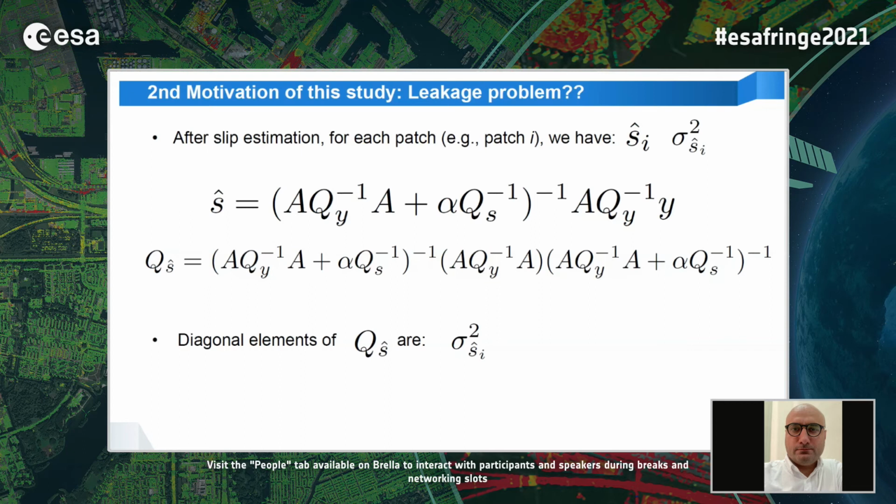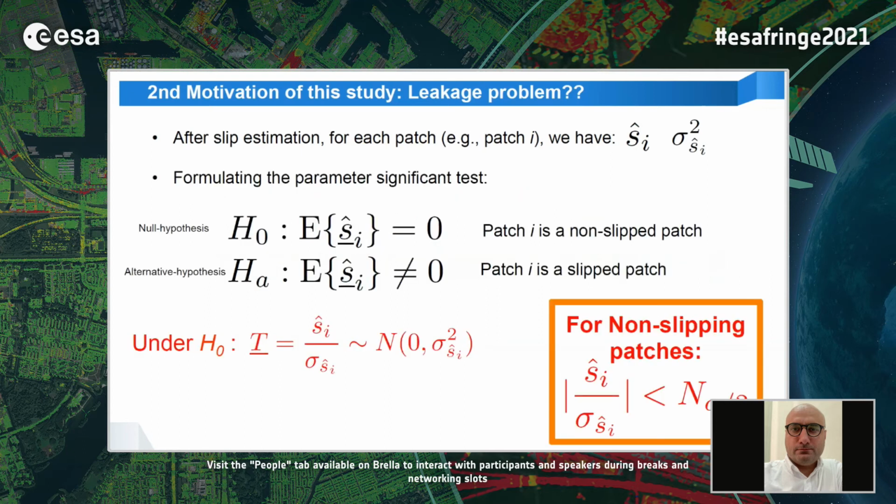In the next slide, we formulate the hypothesis testing to discriminate between the slip patches and non-slip patches. The null hypothesis is that the expectation of the estimated patch is 0. It means that this patch is a non-slip patch. The alternative hypothesis is that we have a significant amount of slip, so the patch i is a slip patch. Under the null hypothesis, the test statistic is the amount of slip that we estimated divided by its standard deviation, and this should follow the standard normal distribution.